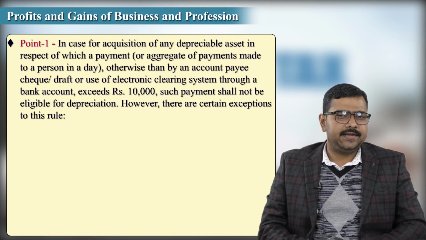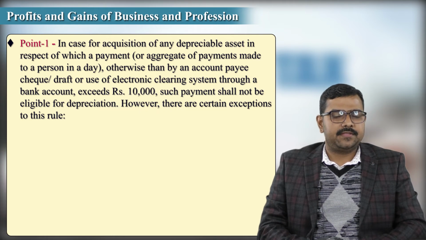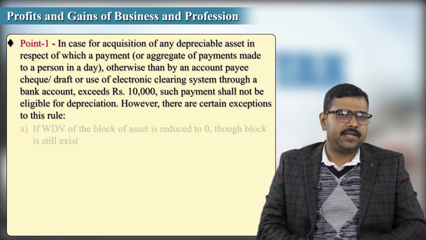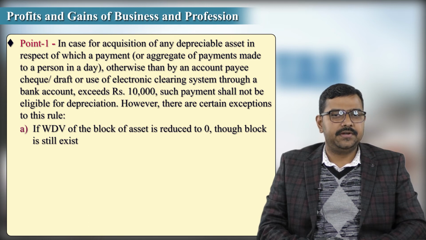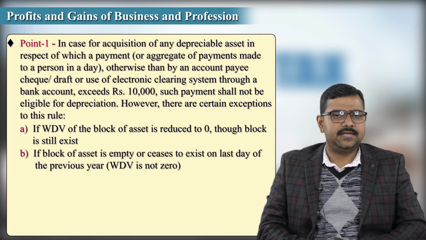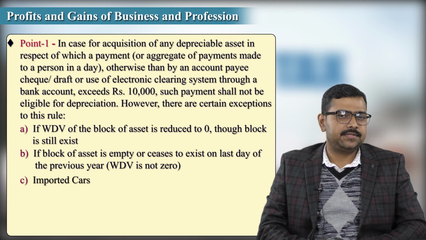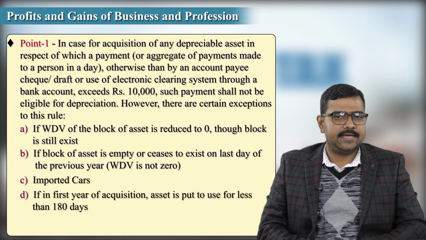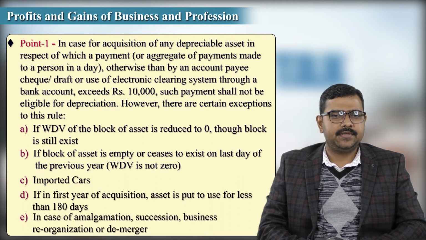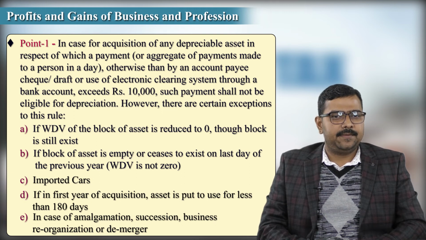But however, there are certain exceptions to this rule. So some exceptions are also there for this rule. Point A, if WDV of the block of asset is reduced to 0, the block still exists. Point B, a block of asset is empty or ceases to exist on last day of the previous year, WDV is not 0. Point C, imported cars. Point D, if in the first year of acquisition asset is put to use for less than 180 days. Point E, in case of amalgamation, succession, business reorganization or demerger. So in these cases this point shall not be applicable.